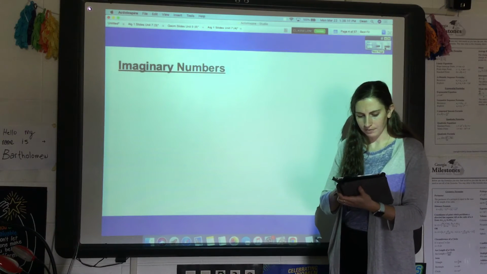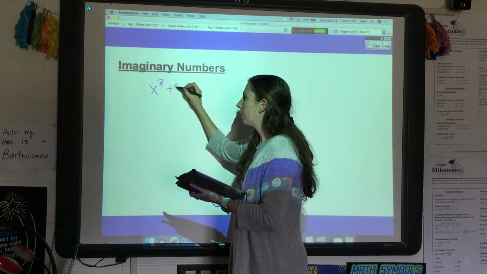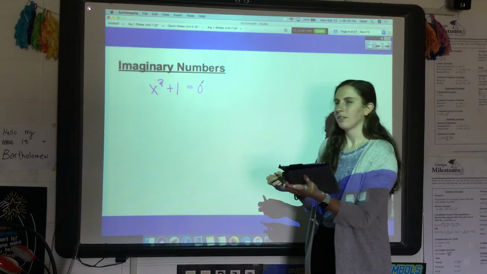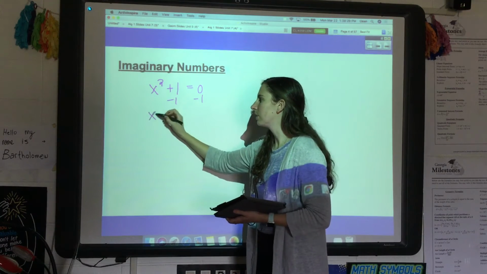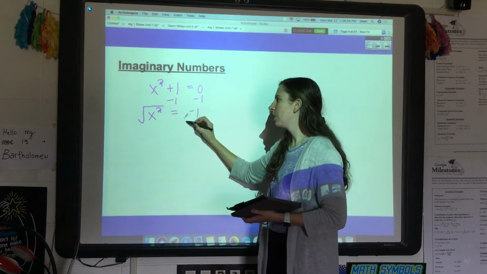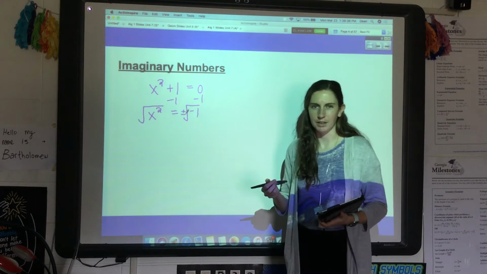Let me see here. So let's go back to the x squared plus 1, and we're trying to solve it. We're trying to see where it hits 0. If I solve this, I subtract 1 from both sides, and so I get x squared equals -1, and then I square root, and I do plus and minus, but the problem is I can't square root a negative.